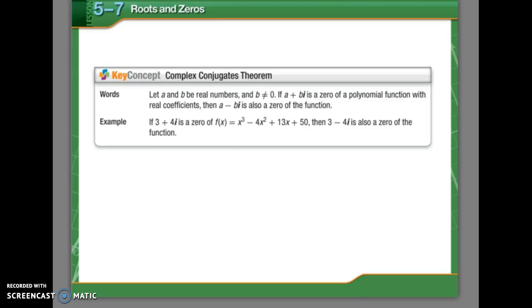All right, here's another key concept. It's called the complex conjugates theorem. It says let a and b be real numbers and b cannot be 0. If a plus bi is a 0 of a polynomial function, then a minus bi is also a 0 of the function. So if you see one complex number that's a 0, the conjugate of it also is another 0 of a function.